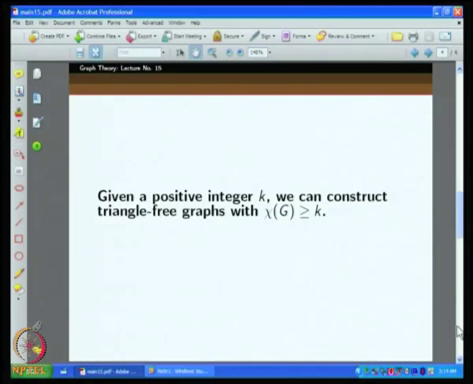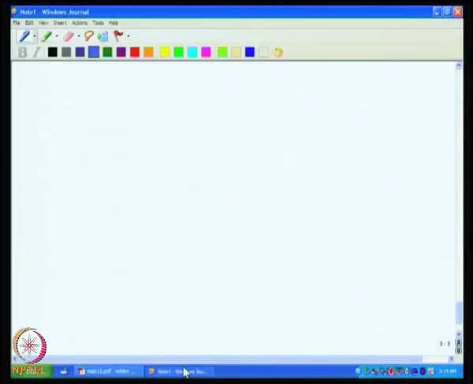So, for instance, we can make this statement: given a positive integer K, we can construct a triangle-free graph with chromatic number greater than or equal to K. So, initially it may look a little contradictory.